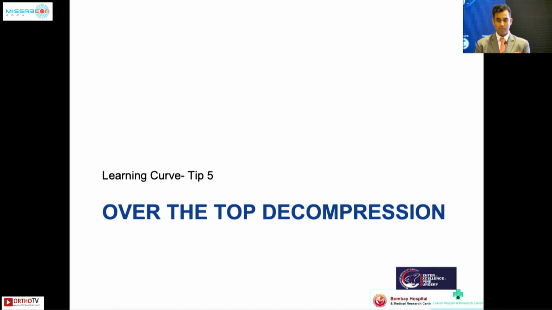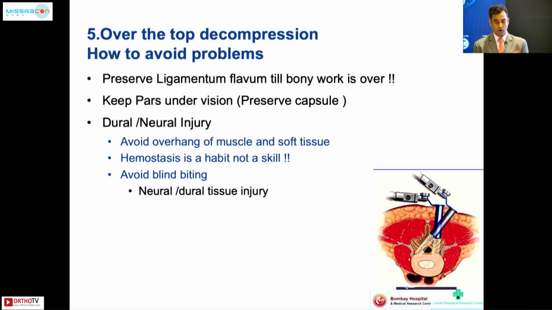Over the top decompression can result in problems if you are not gentle, and that's why try to remain over the ligamentum flavum at all times, because going under the ligamentum flavum, particularly in patients with severe canal stenosis, can result in extensive dural retraction and dural injuries, which has happened to us, often resulting in dural tears, and of course neurological injuries.